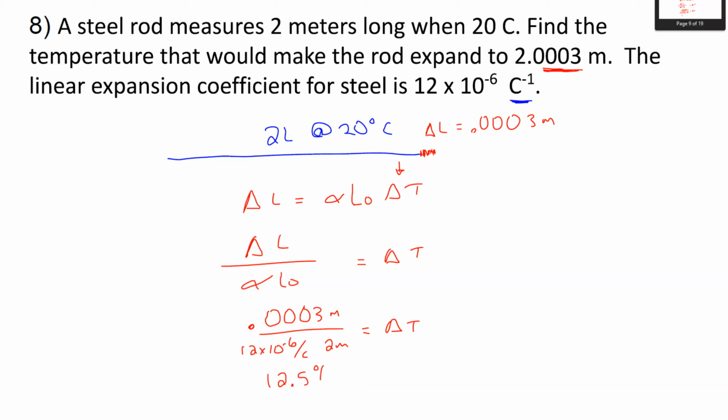And that's going to come out in degrees Celsius. Okay. The meter on top cancels the meter on the bottom. This is the only unit left, and it's on the bottom of the bottom, so it inverts and multiplies up.